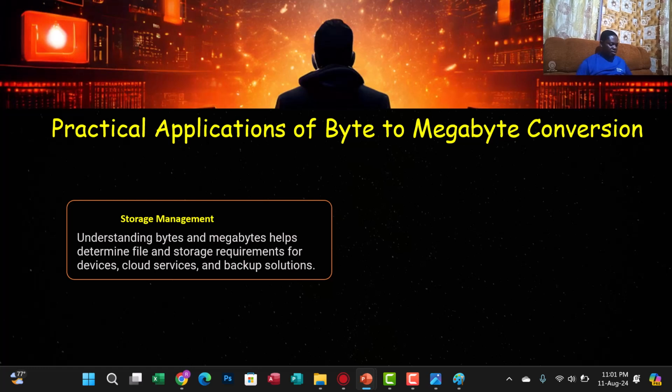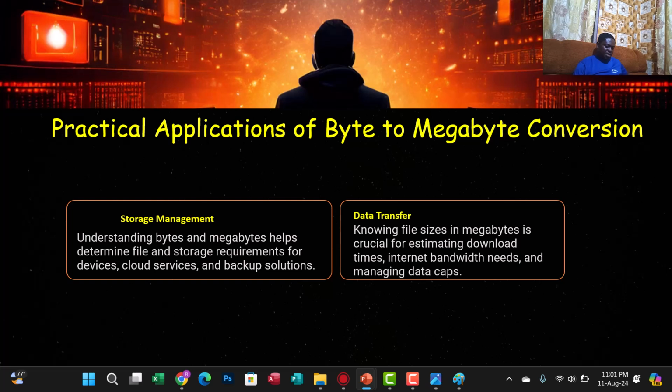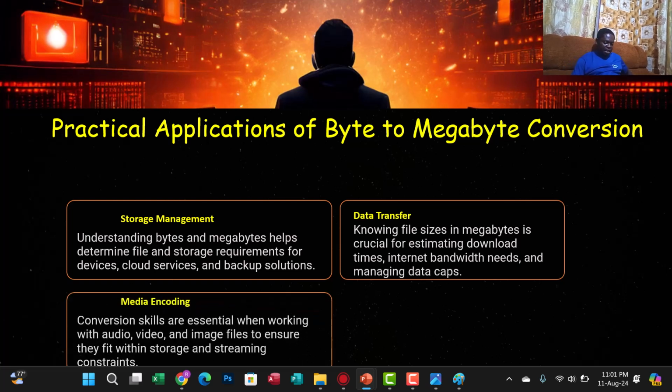They are used in storage management. Understanding bytes and megabytes helps determine file and storage requirements for devices, cloud services, and backup solutions. Then it's also applied in data transfer. Knowing file sizes in megabytes is crucial for estimating download times, internet bandwidth needs, and managing data caps.